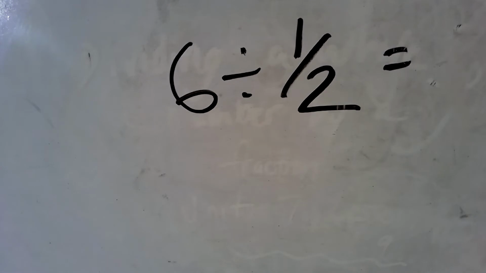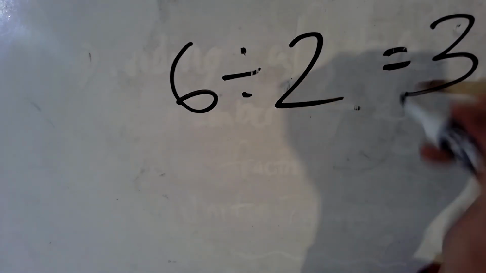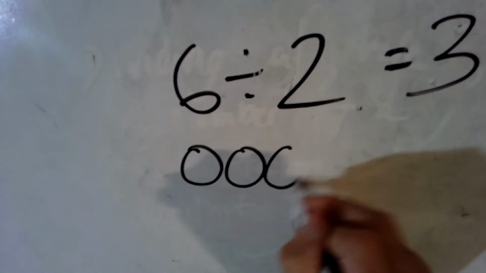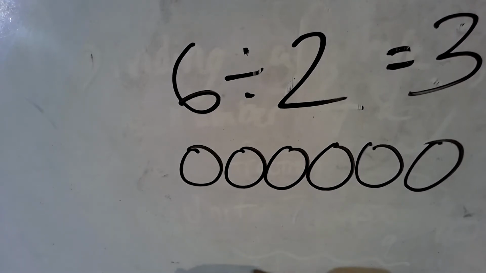Let's backtrack for a second. Let's think about 6 divided by 2. We know 6 divided by 2 equals 3. We knew that. But let's think about why. We have 6 pies, 1, 2, 3, 4, 5, 6.